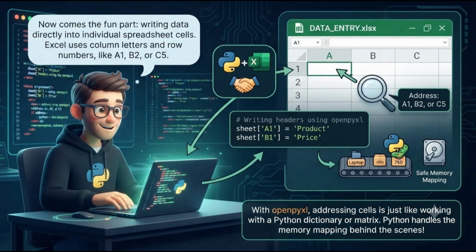Now comes the fun part, writing data directly into individual spreadsheet cells. Excel uses column letters and row numbers like A1, B2, or C5. With Openpyxl, addressing and modifying cells is just like working with a Python dictionary or matrix. For example, writing a header is as easy as sheet["A1"] equals "Product" and sheet["B1"] equals "Price". Python handles the memory mapping behind the scenes, ensuring your data is safely queued up for saving.